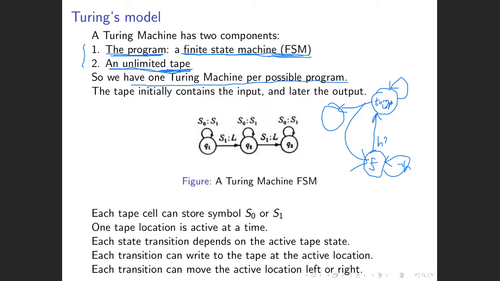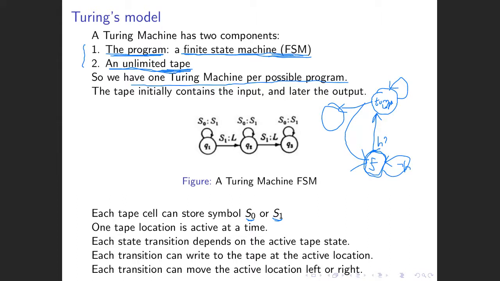So the state transitions in this finite state machine, in my robot, are driven by the sensors on the robot. Am I looking at a wall? If so, move to another state. In Turing machines, they're driven by what is on the tape. So the only sensor you have is to look at the tape and say, is it a 1 or is it a 0? So here, S0 is the symbol for 0, S1 is the symbol for 1. Why not just write 0 and 1? Yeah, you could just write 0 and 1. So here we have 3 possible states that the machine can be in, called Q1, Q2, and Q3.